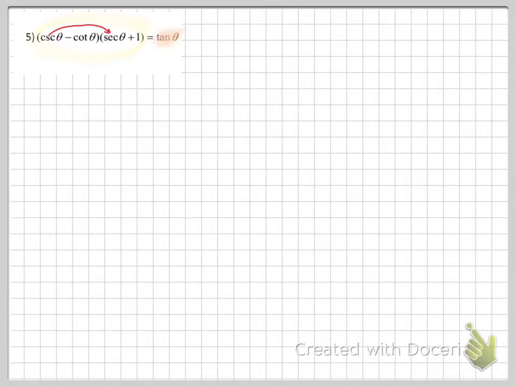So first, don't forget the thetas. I'm not going to change colors. Outer goes to here. Multiply.